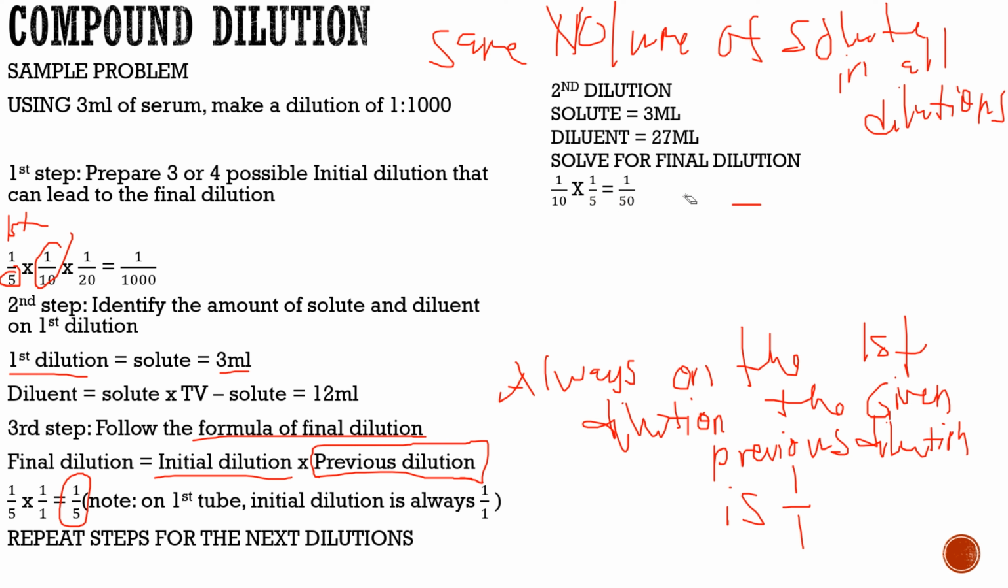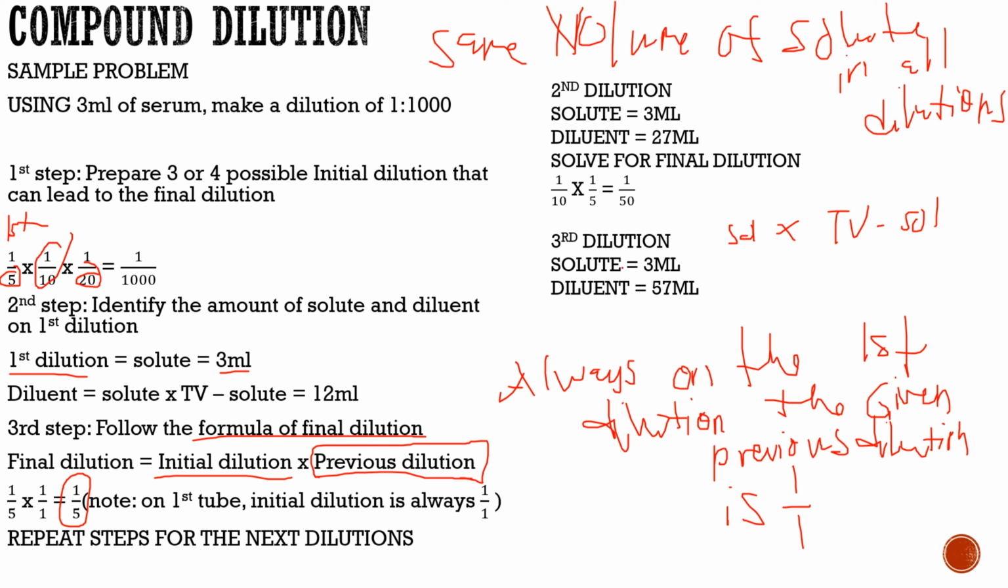Then, you go now to the last dilution mo, the third dilution. Same lang din, get the solute, get the diluent. Bakit siya naging 57? 3, diba? Solute times total volume minus the solute. So, in this case, 3 times 20, you get 60 minus 3, 57 ml. Then you solve for the final dilution.